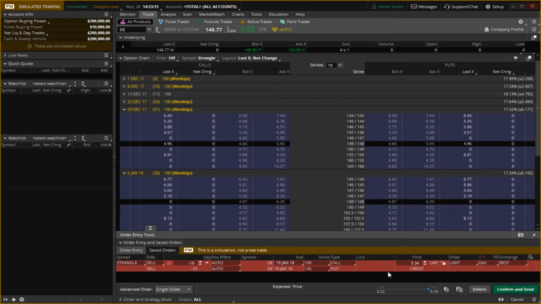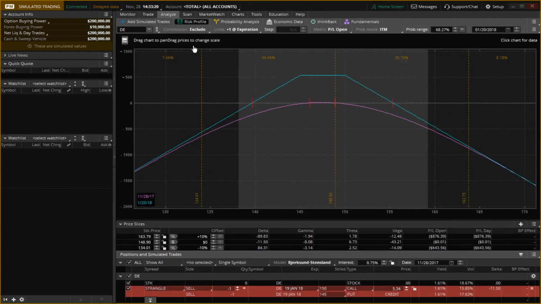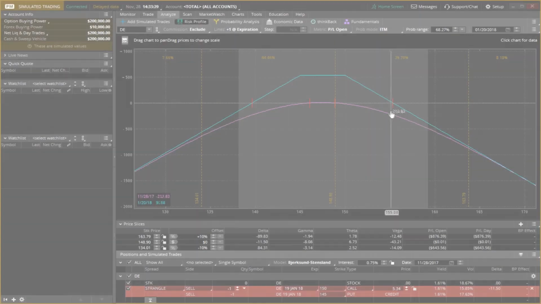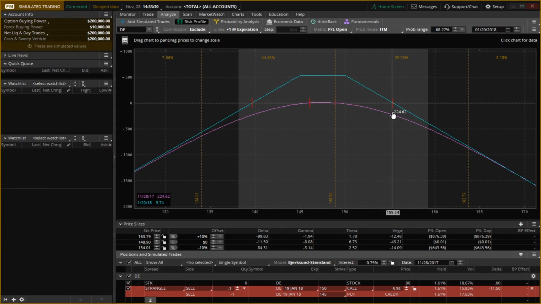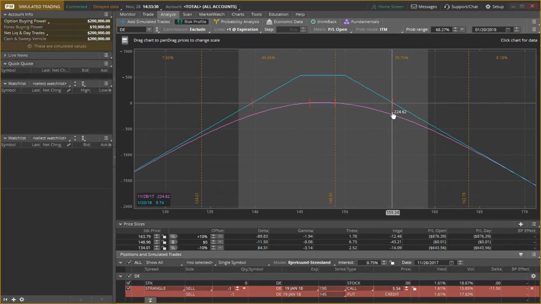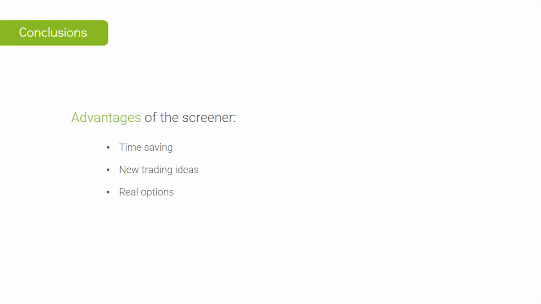At the bottom we can see our strangle combination values. In the risk profile we can see our option position break-even points that are equal to $139 and $155. After these actions, we just have to monitor our options positions, manage them if necessary, and close them in time. So, let's sum up everything about the screener.